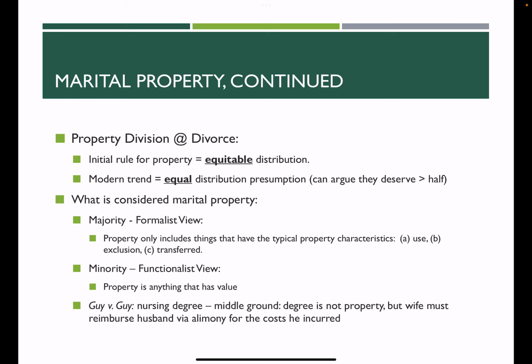The majority view here is that property only includes things that have those three typical property characteristics, while a minority of jurisdictions look more at a functionalist view, and they essentially ask whether the property has any sort of value. The court in Guy v. Guy took a middle approach, and they said that while the degree was not property, the wife needed to reimburse the husband via alimony for the costs incurred.